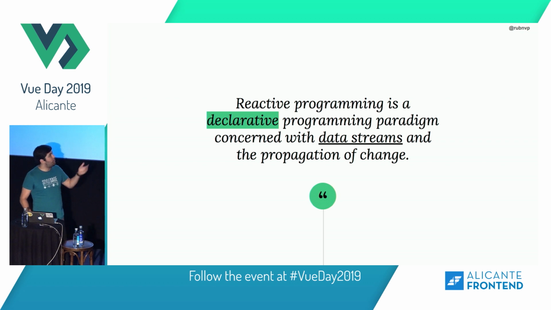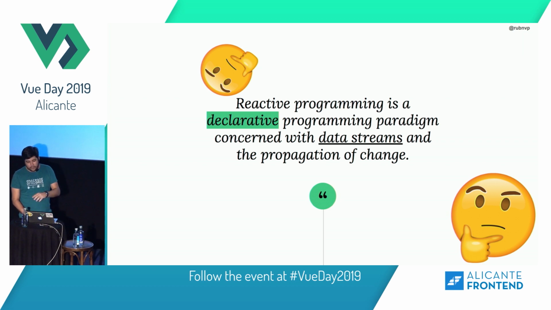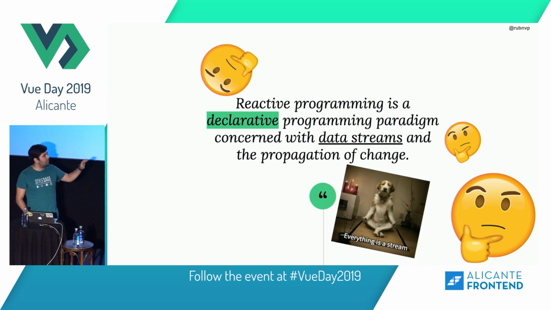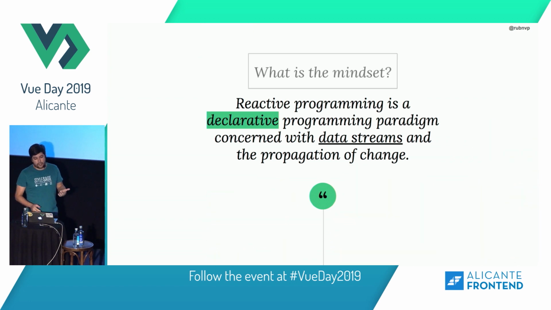Not really, right? If you see this for the first time, you first think, what? Okay, let's try to see what they are saying. I know declarative usually is the opposite of imperative, right? Also, data streams, I saw this before. I think that maybe on the internet, I saw a dog, no? Like, let's say everything is a stream. That is usually related with a library that is called RxJS. So I think that better than a definition, we can see what is the mindset of thinking about reactivity.